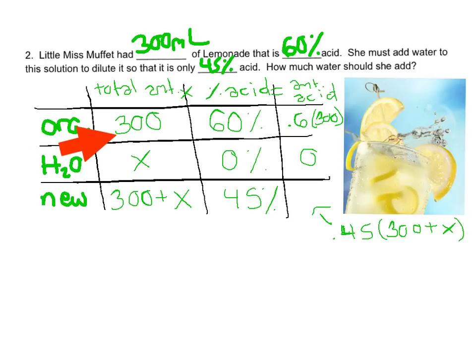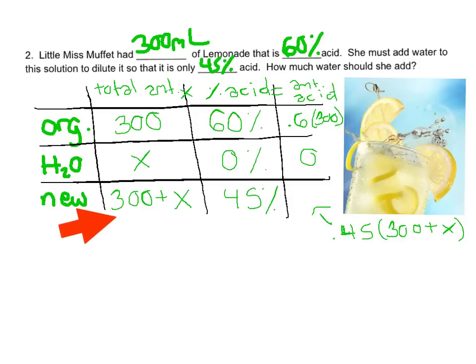Okay, so here are the parts. So the original amount, you have 300 milliliters. And that original amount has 60% of it is acid. So the amount acid would be 60% of 300. Water, you want a certain amount and you don't know how much, so that's X for now. Water is 0% acidic, so amount acid, 0. For the new solution, you want to add some water to this original solution, and you want it to be only 45% acidic, so the amount acid that you want to have is 45% of this total amount.